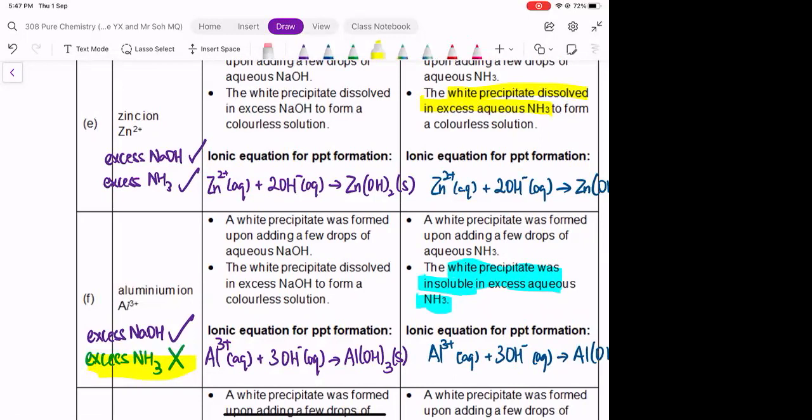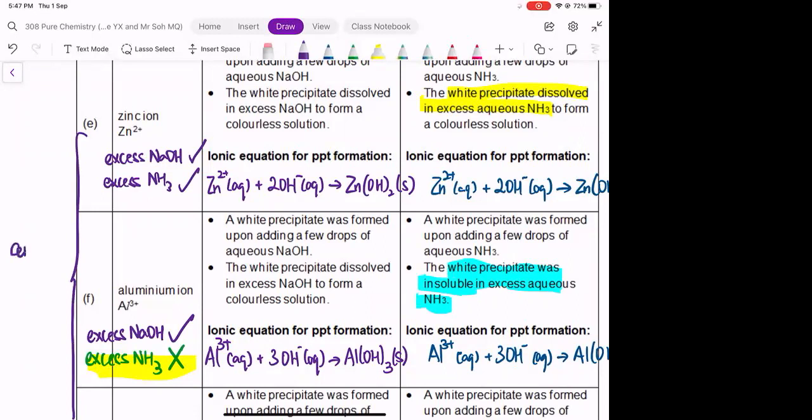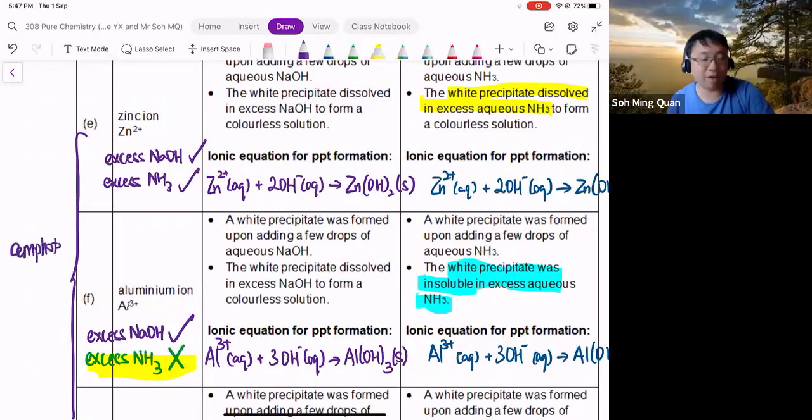I forgot. Okay, there's one term, starts with A. Zinc, aluminium, and lead, they are examples of? Amphoteric oxide. Yes, amphoteric. They form amphoteric oxides and hydroxides, meaning zinc, aluminium, and lead hydroxide are able to dissolve in acid as well as dissolve in base, like NaOH.